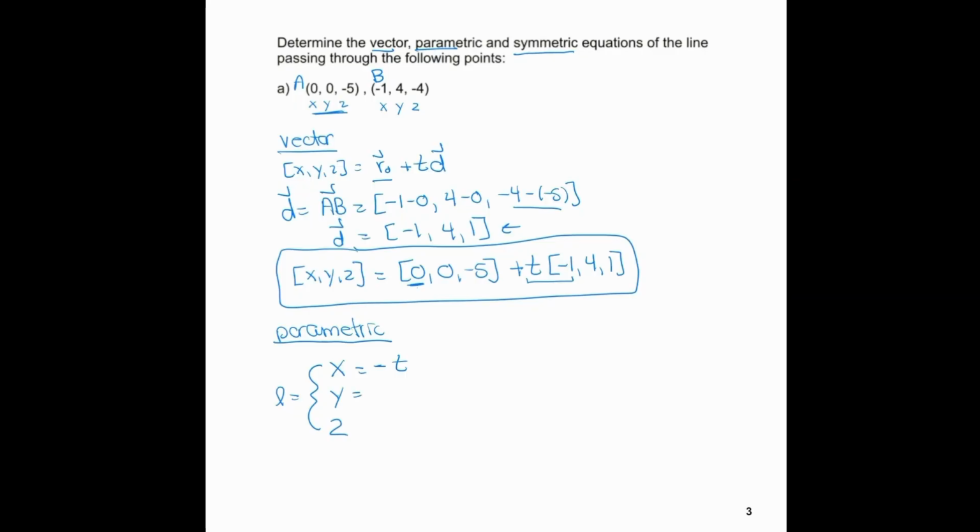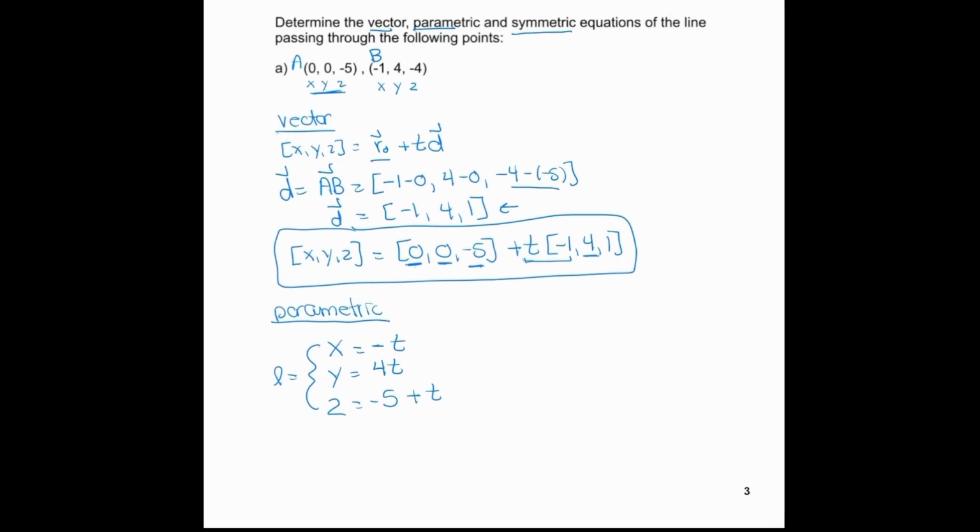The y value is same thing, only this time we're going to take the y naught value plus t times our y value in our direction vector. So we end up with 0, which we're not going to write, plus 4t. For the last one for z, same thing. This time we do have a z naught value of negative 5, and that will be plus 1t or just plus t. So there's our parametric equation.